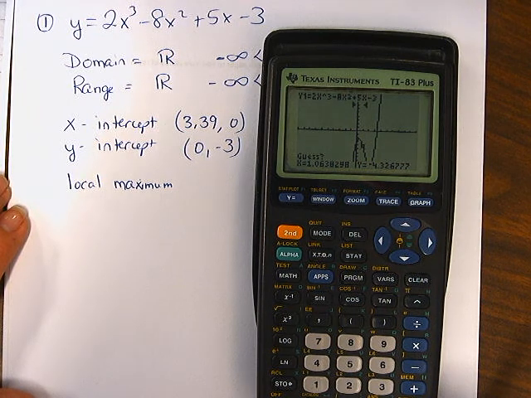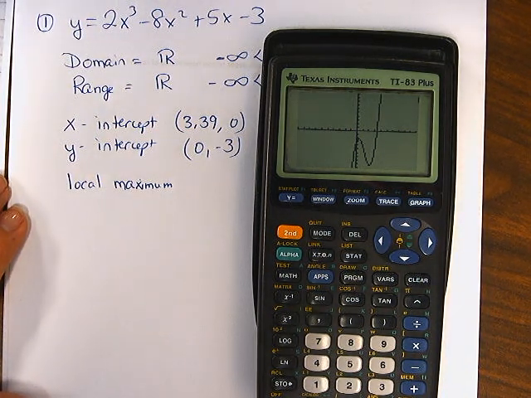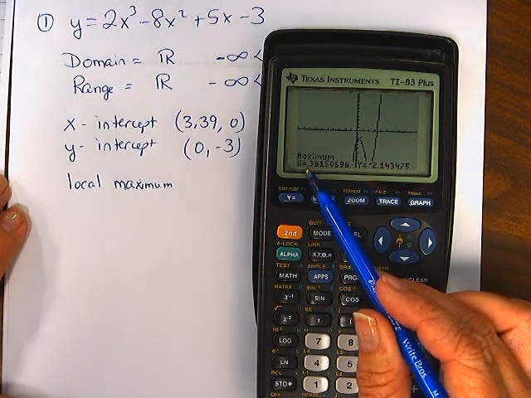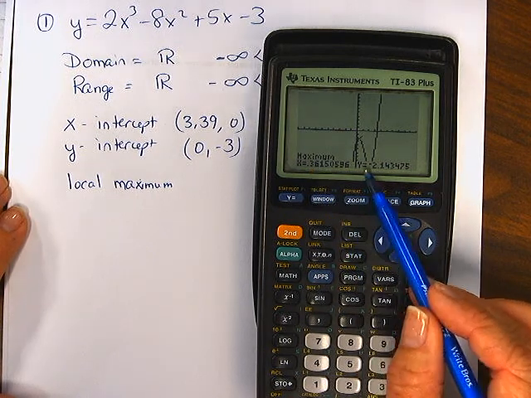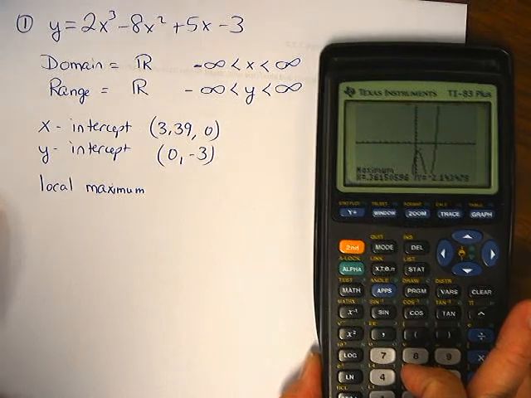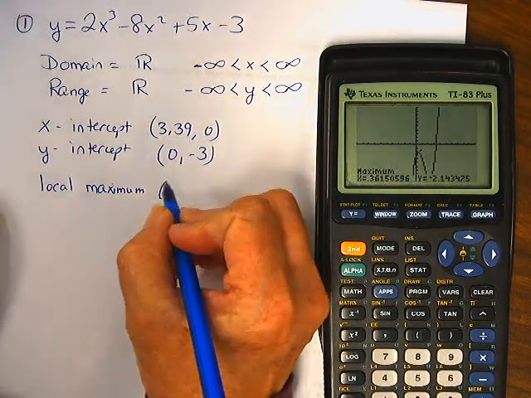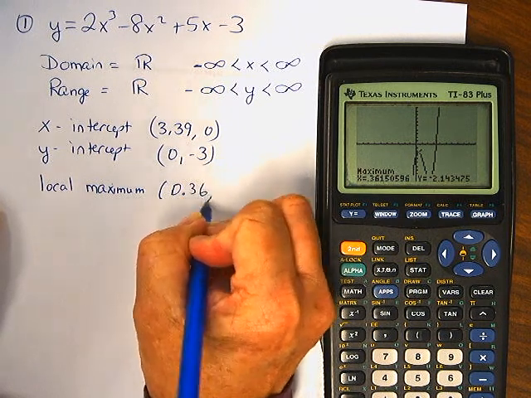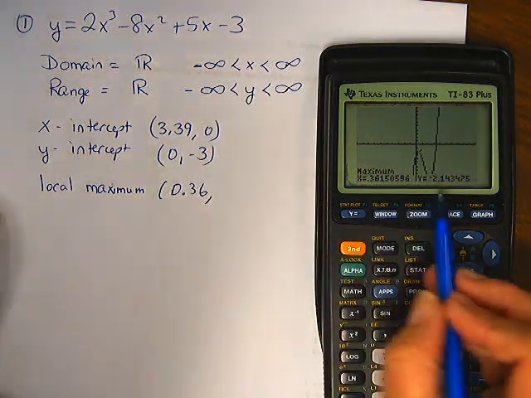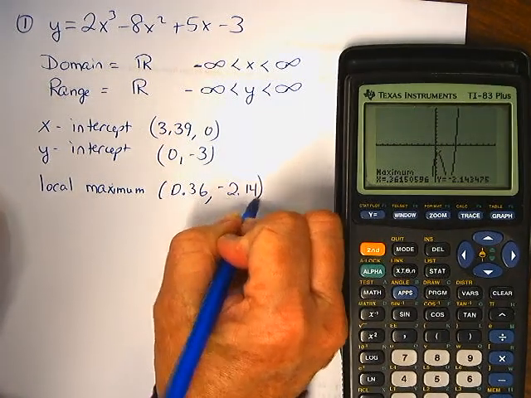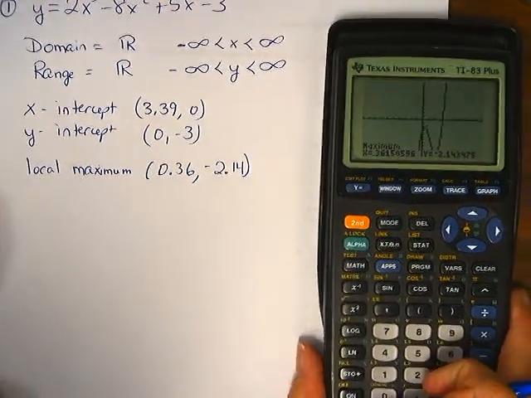I don't want to guess. I just want the calculator to tell me the value. So press enter. And it takes a moment. It has to calculate here. So this tells us the maximum occurs when x is at 0.36 and y is at negative 2.14. So again, we call this our local maximum. So it's at 0.36. I'm going to put that as 0.36 so it's easy to read. And the maximum was at y equals negative 2.14.